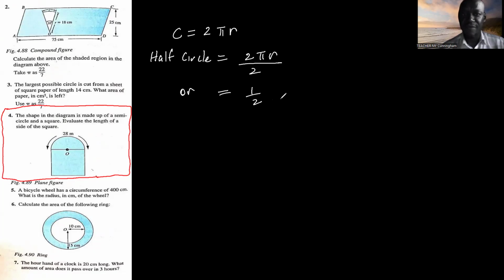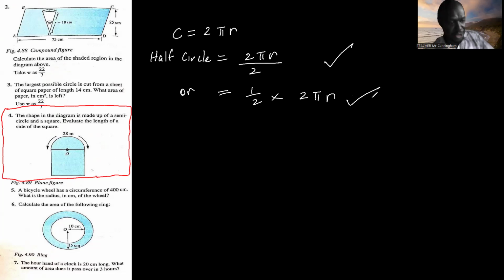A half multiplied by 2 pi r. Anybody lost with that? So you either use this one or this one. Anybody lost? No, sir.